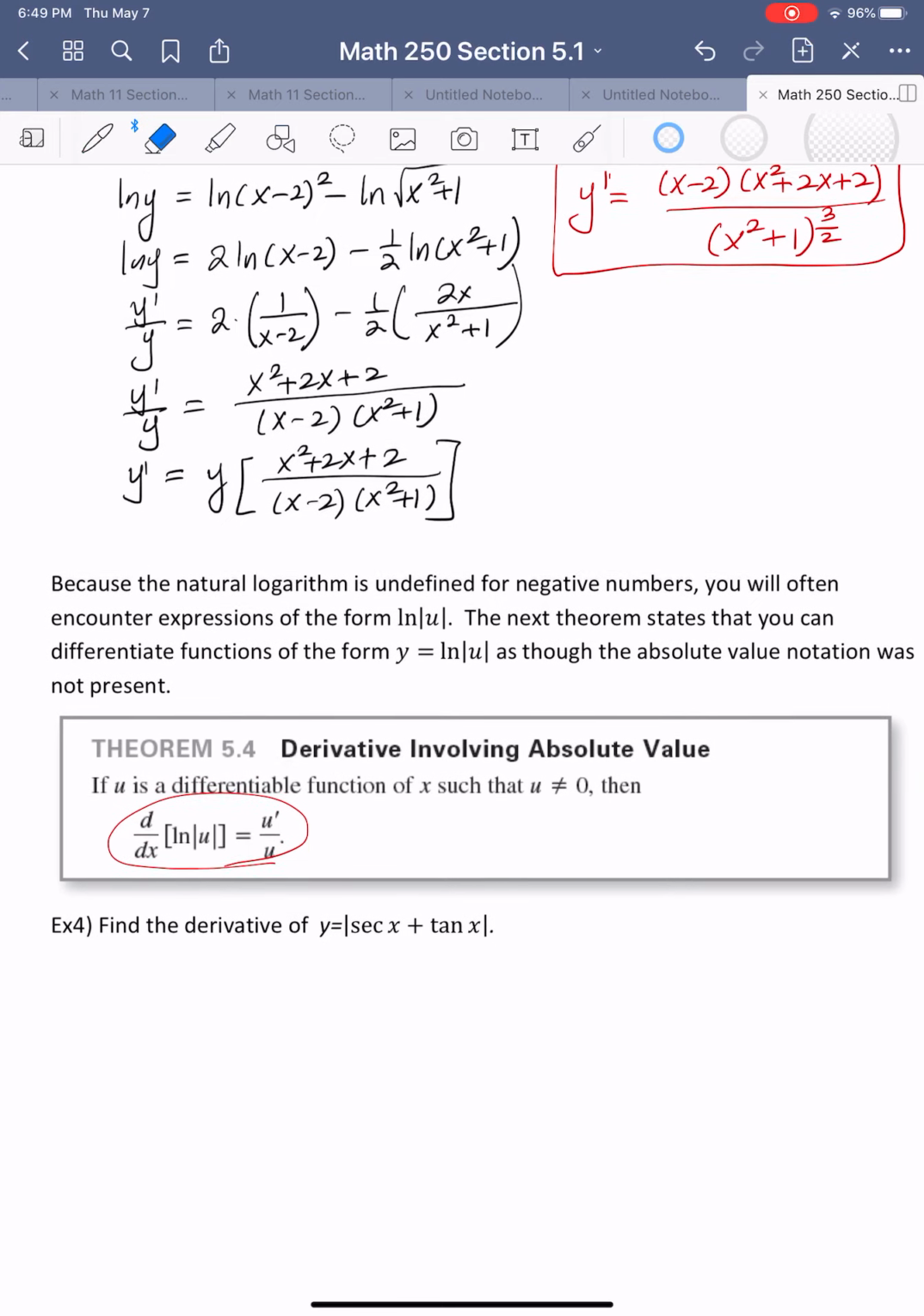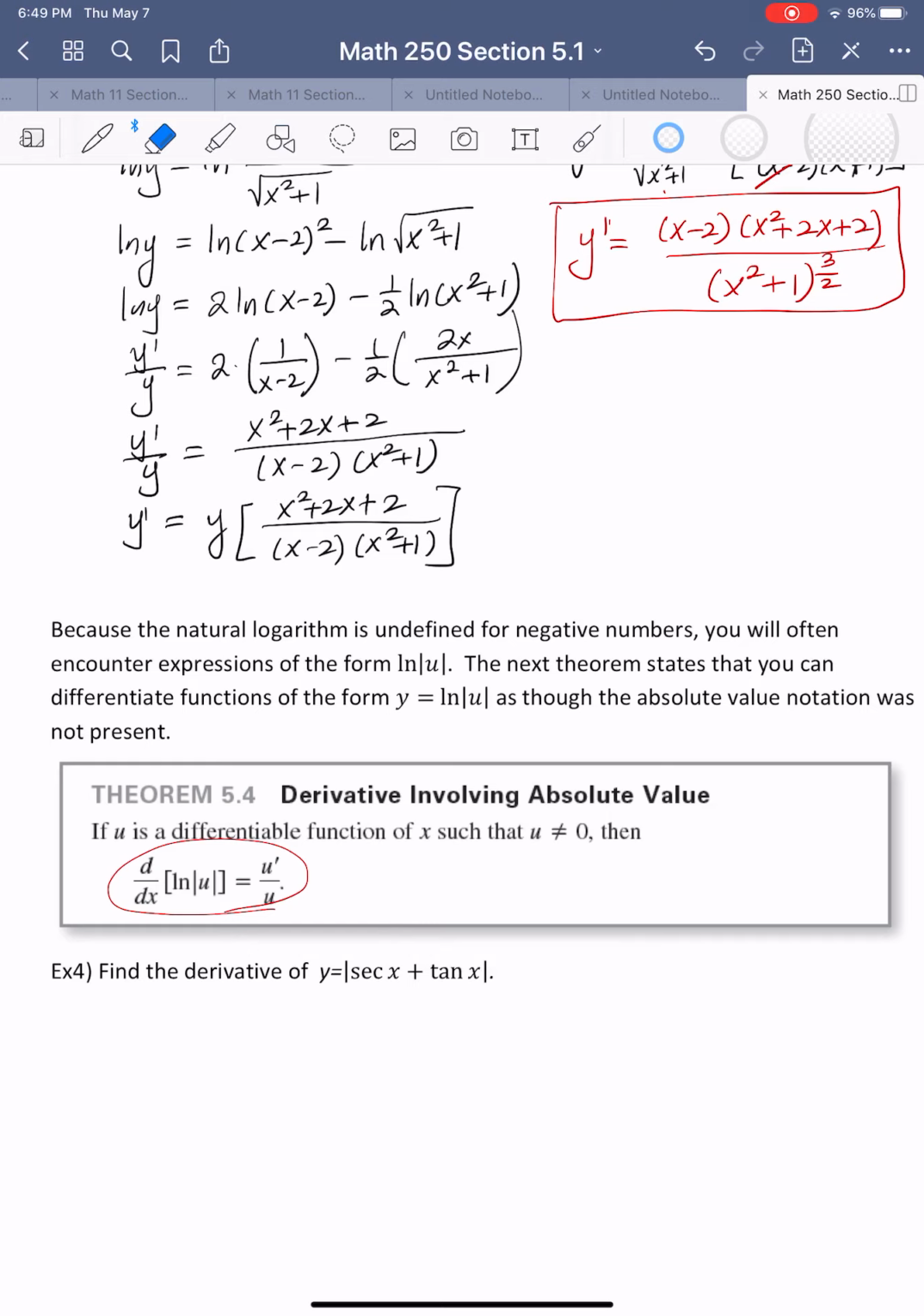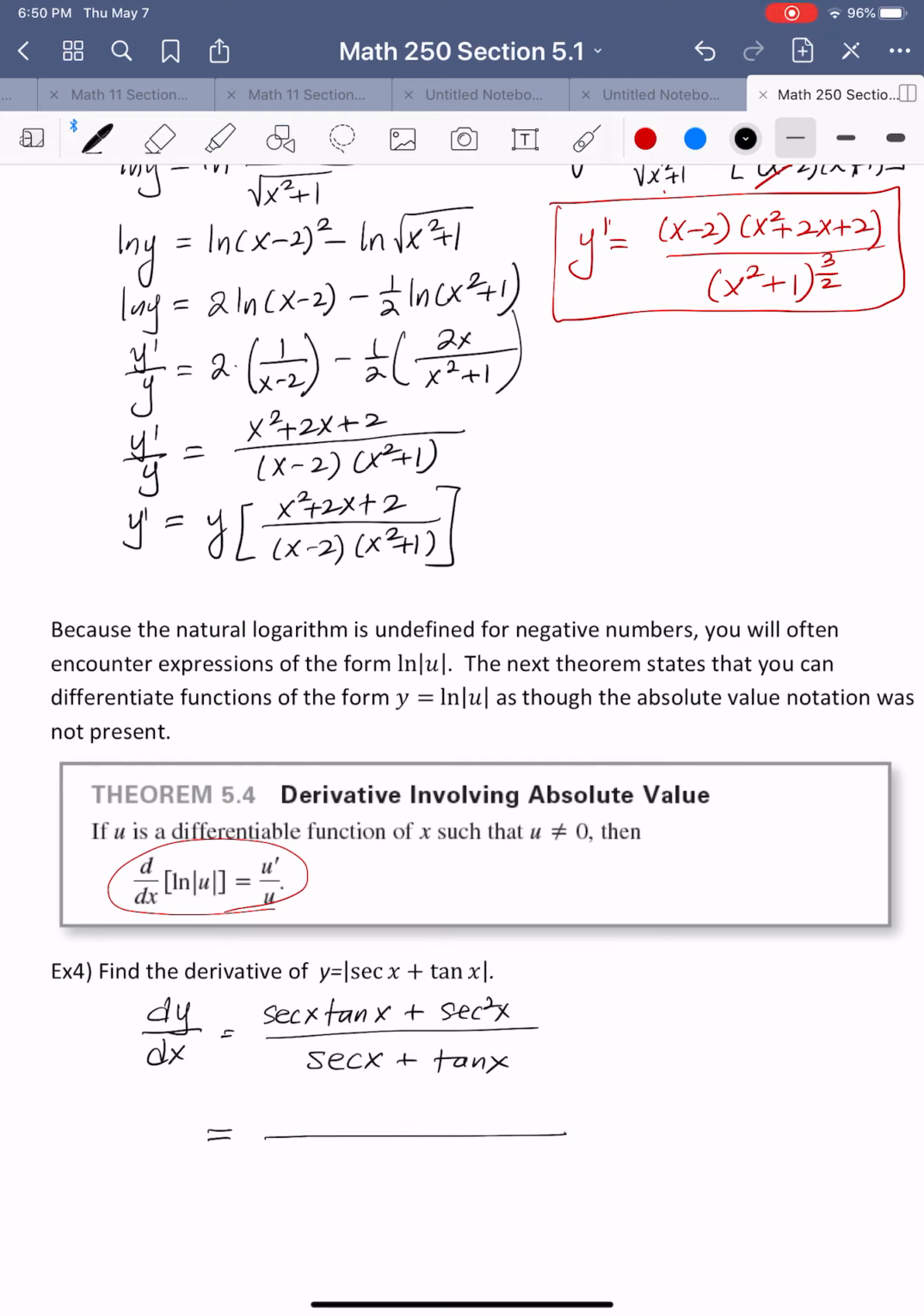Find the derivative of y equals ln of secant x plus tangent x. So dy/dx is u prime over u. The derivative of secant x is secant x tangent x, and the derivative of tangent x is secant square x, over u, secant x plus tangent x. Then I need to simplify, which is pull out the secant x. I get secant x times (tangent x plus secant x) over (secant x plus tangent x), which cancels out, equal to secant x.